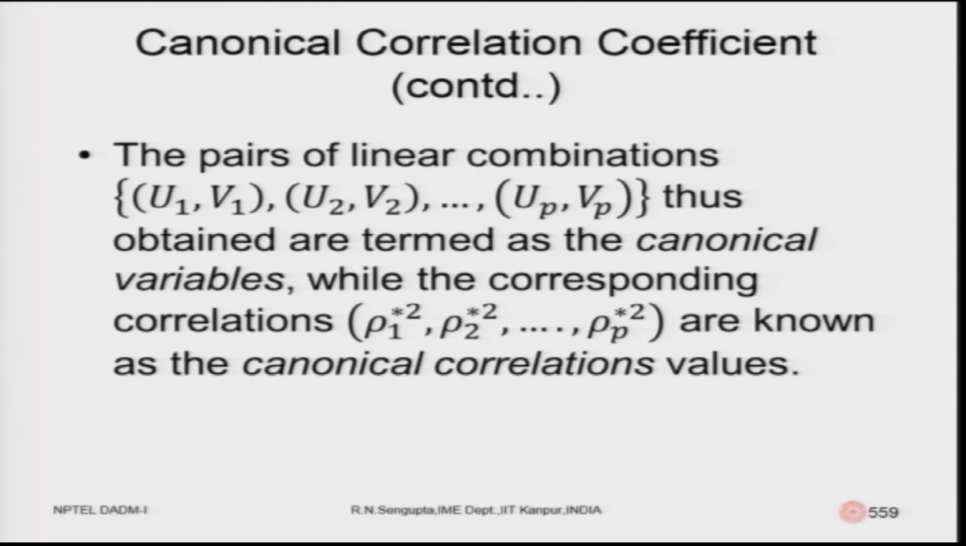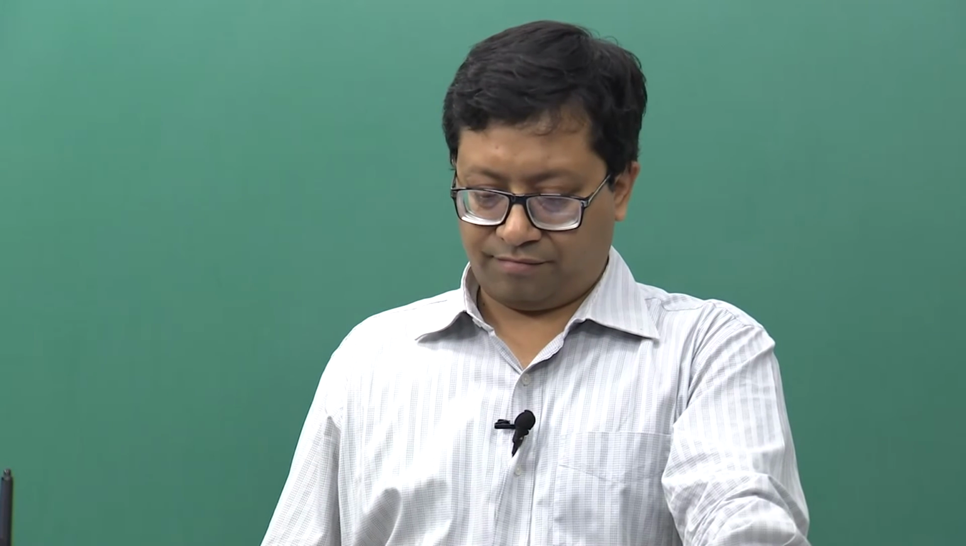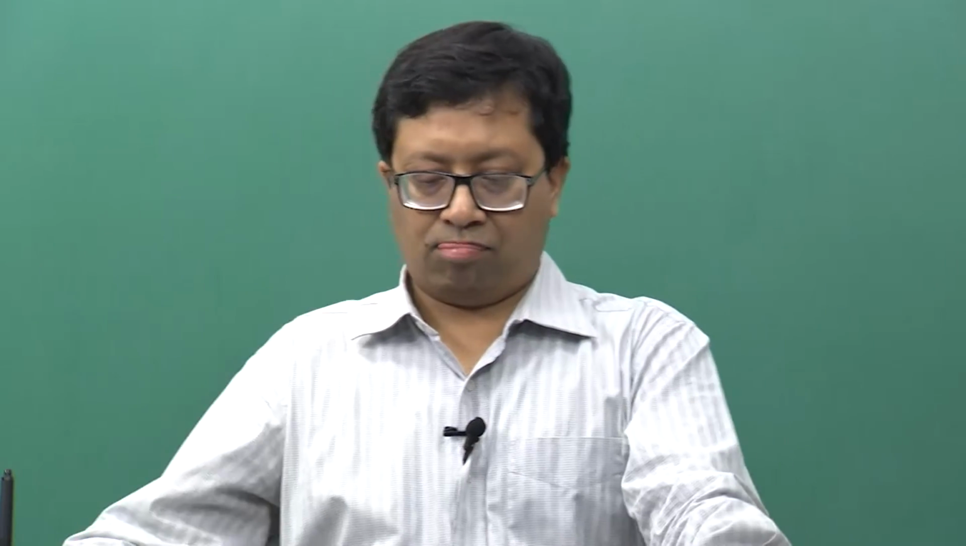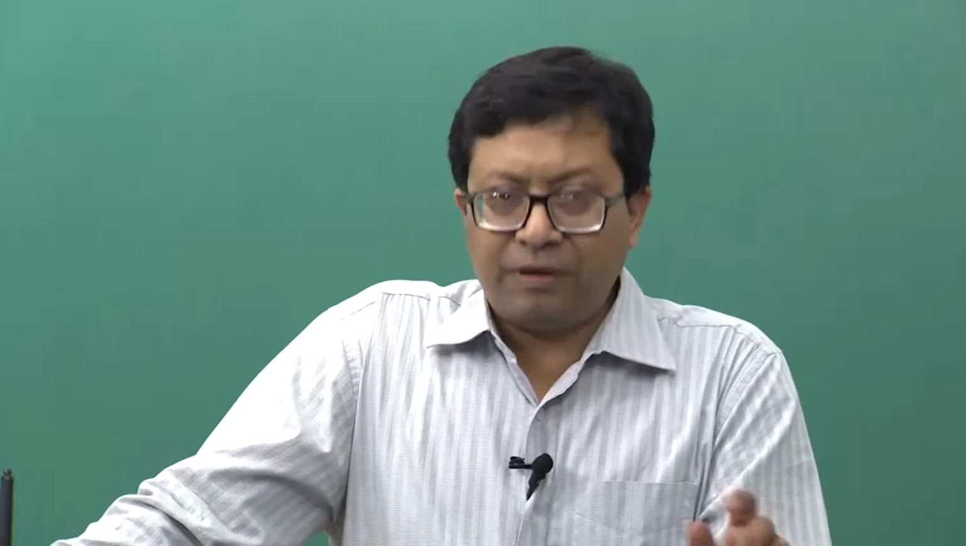The pairs of linear combinations, that is u1 v1, u2 v2, till up vp, thus obtained are termed the canonical variables, while the corresponding rho 1 square star, rho 2 square star, till rho p square star are known as the canonical correlation values, which give me the degree of relationship, or to what level the relationships have been summarized using the correlation coefficient values. So, we will state it accordingly. I will solve a simple problem later on.